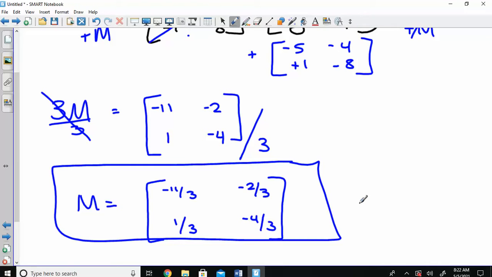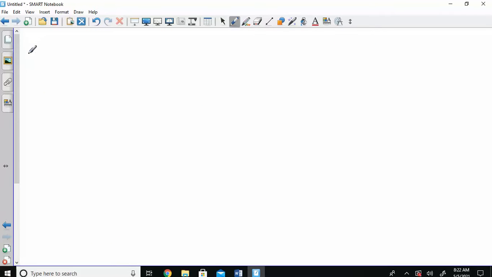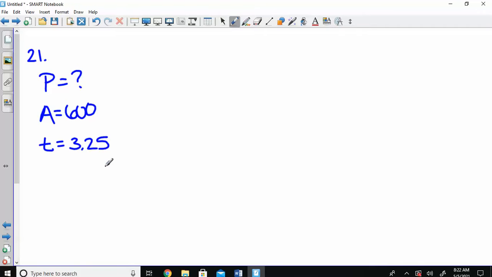And the last one, problem 21. Find the present value. What variable is present value? P. Needed to get $600. So 600 is what we want in the future, so that is A. After 3 1/4 years, so that would be T, and we'll do 3.25. T always has to be in years. At 6%, so that's my R is 0.06.